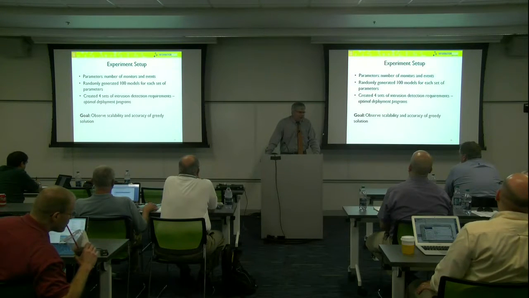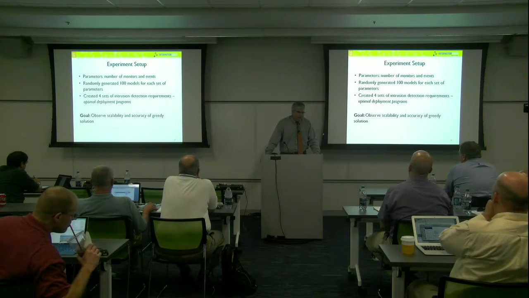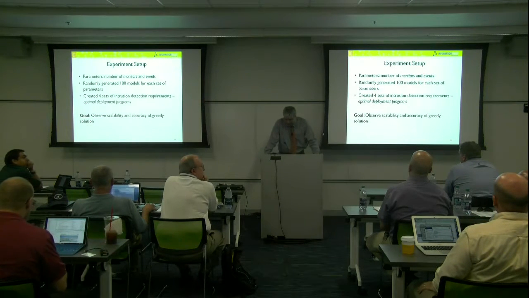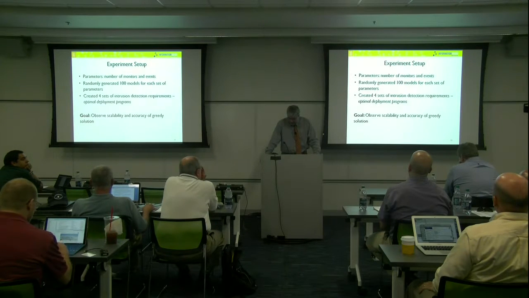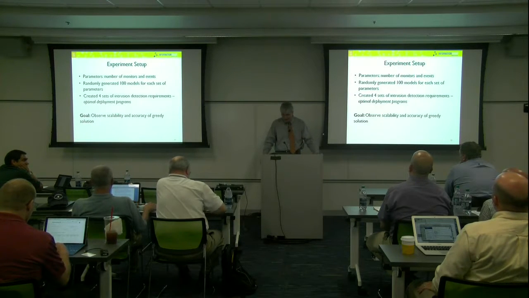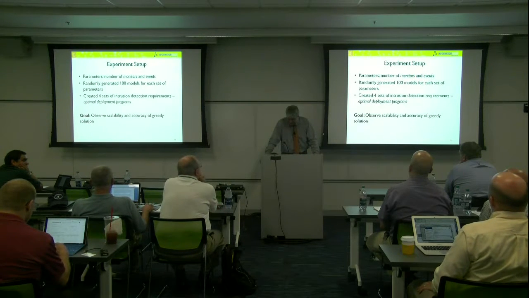We want to vary the number of monitors, and we want to vary the number of events that we consider in the system. What we did is for each set of monitors and each set of events, we randomly generated 100 different models for each set of parameters. And we didn't do that in a particularly smart way, but we just wanted to look at the variance and how well this works and the scalability.